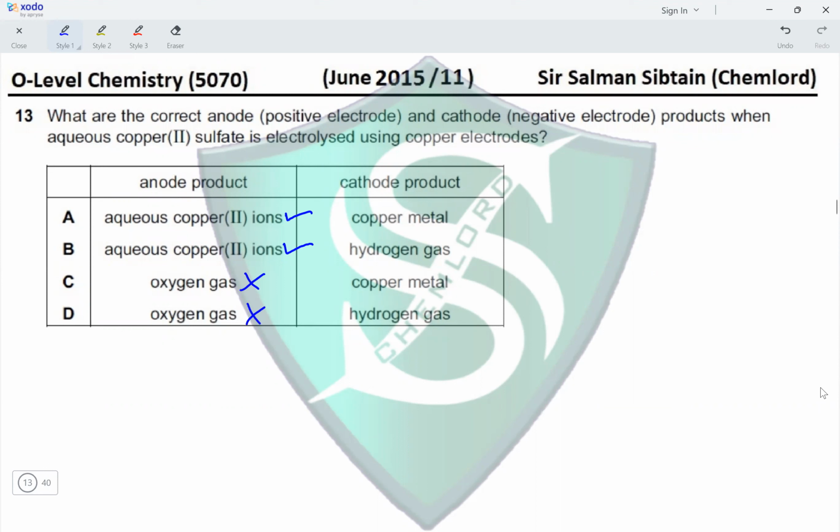And the product at the cathode, since this is a dilute solution containing sulfate ions, would be copper metal, because the electrodes used are made of copper. So this is basically the procedure of copper plating. So at the anode, copper ions are produced. At the cathode, copper ions are deposited as copper metal, making option A the correct option for this question.